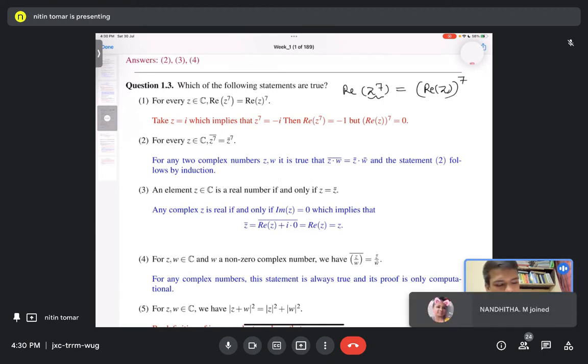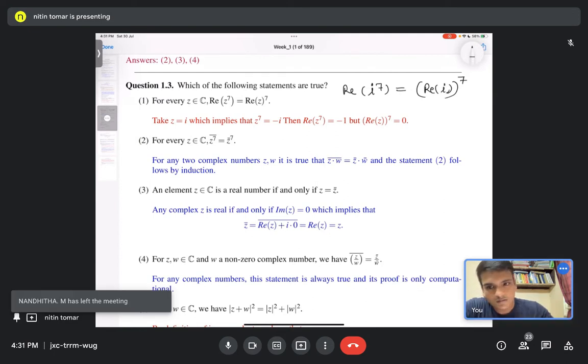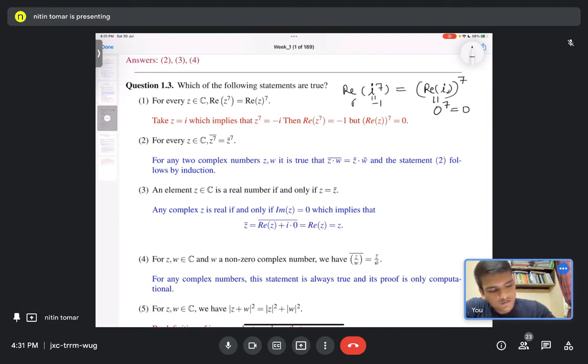So the answer is no. Why? Because you just put iota in place of z, iota^7. Here the real part of iota is 0, so 0^7 is 0, but iota^7 is minus iota, so the real part of iota^7 is 0. Hmm, the transcript says minus 1, so these two are not equal. So this statement is false. This is what I have written.